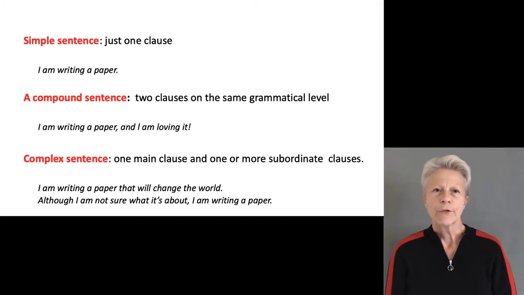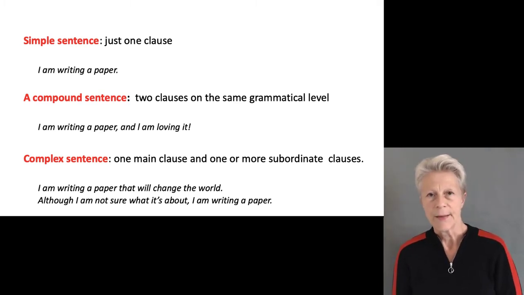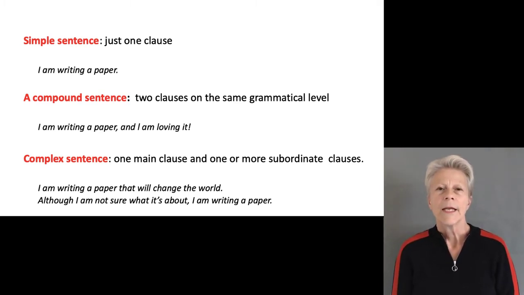Now, let's first make some terms clear, so you will not get me wrong when I talk about complex sentences. A simple sentence contains just one clause. I am writing a paper. In a compound sentence, we have two clauses, but they are on the same grammatical level. They are both main clauses. I am writing a paper and I am loving it.